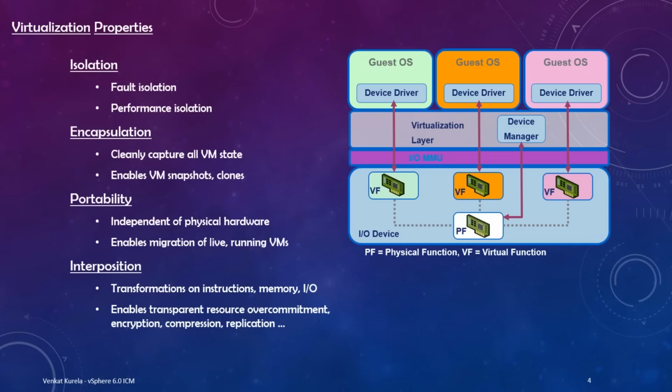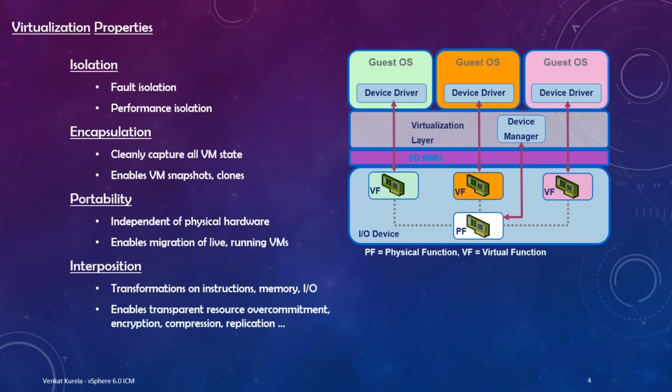The virtualization properties. The virtual machine is isolated. Like I said the other day, if there is an ESX server and on top of it there are 10 virtual machines running, each virtual machine runs in its own isolated space. Its own isolated space. It doesn't require.